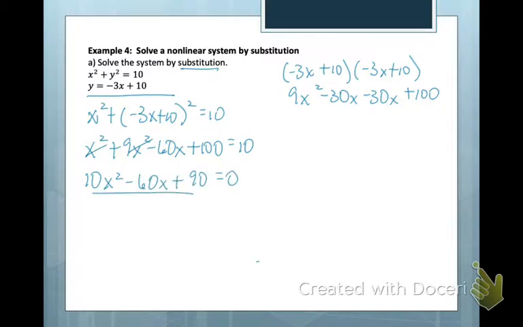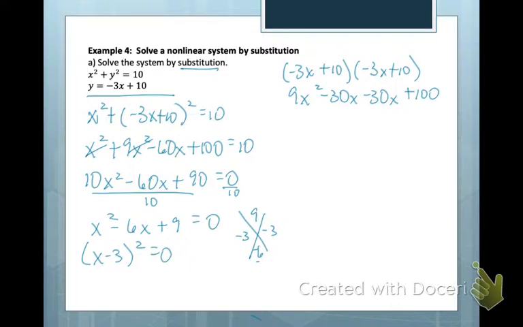plus 90 equals 0. Now before I solve, I notice I have a common factor of 10, so I'm going to divide away that common factor. That gives me a more manageable quadratic to solve. I notice that this does factor, because the two numbers that multiply to give me 9 and add to give me negative 6 are negative 3 and negative 3, or x minus 3 squared.